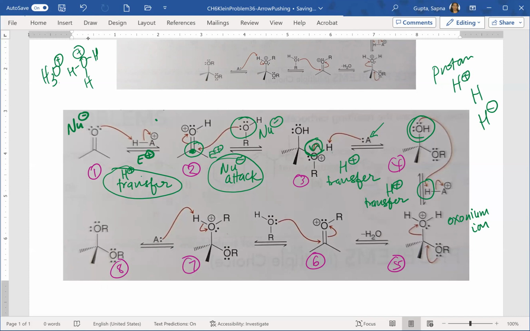But anyhow, so then let's see what's happening from number 5 to 6. So number 5 to 6 is actually an internal transfer going on, and it's not really a transfer going on. You're actually getting rid of water. So this says minus H2O, so which means all of this is leaving, okay? So this is a loss of a leaving group.